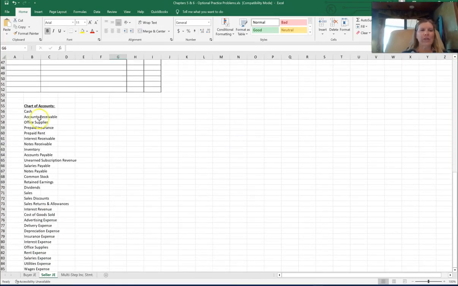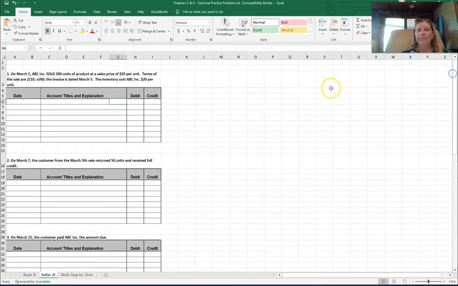And make sure you're using the exact same account titles as what's in the chart of accounts or the drop-down list. Okay, so the very first transaction says on March 5th, ABC Inc. sold 500 units of product at a sales price of $35 per unit. So we sold it to our customer, 500 units at $35 per unit. So that's going to be the sales price. Terms of the sale are 2/10, net 60.